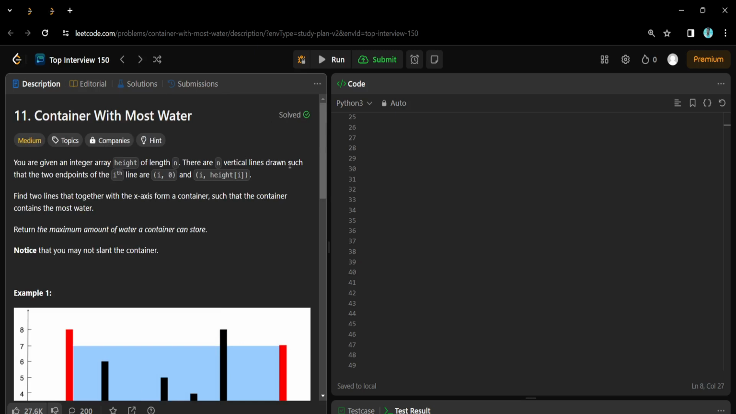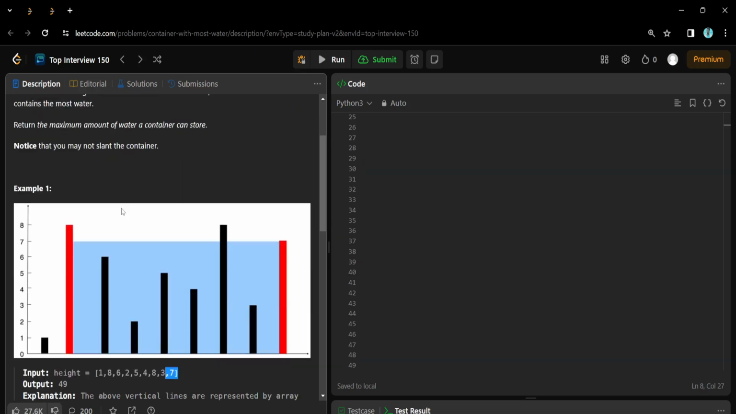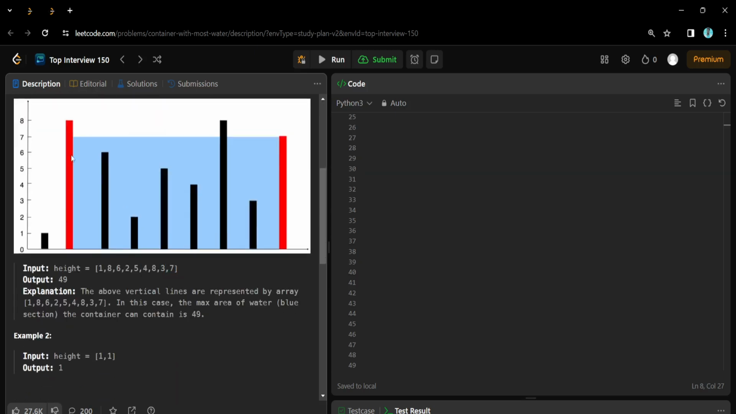There are n vertical lines drawn such that the 2 points of the ith line are (i, 0) and (i, height[i]). Find the two lines that together with the x-axis form a container such that the container contains the most water. Okay, so basically we need to find which are the 2 points along with the x-axis that form a container which can contain the most water, right?